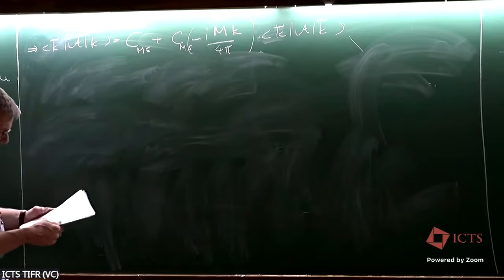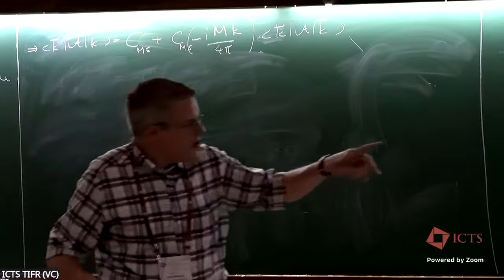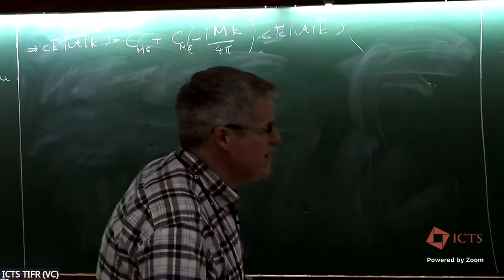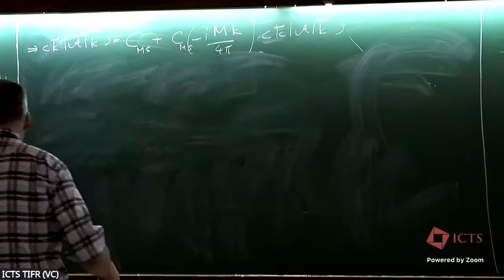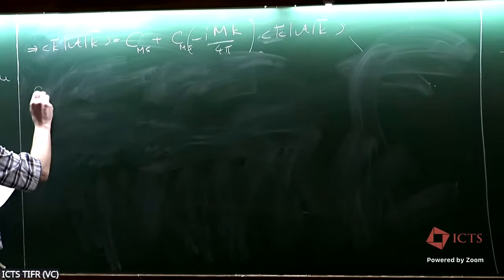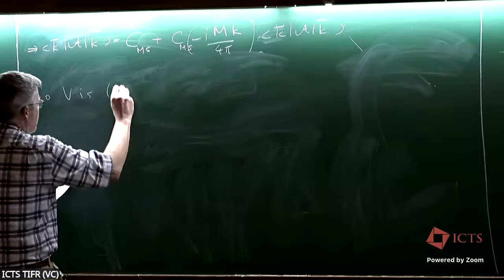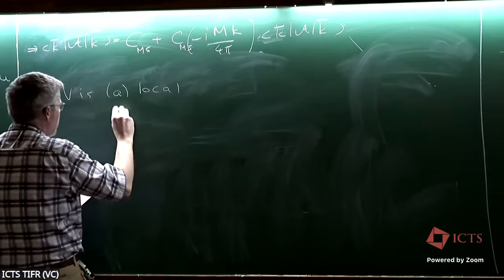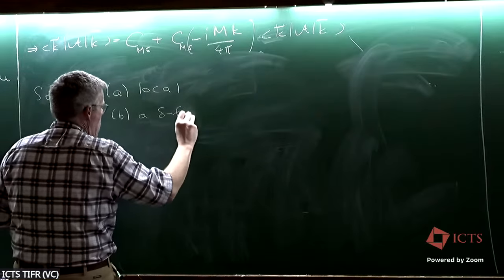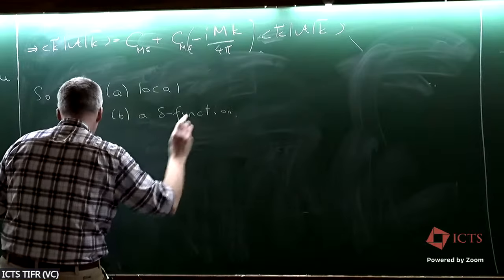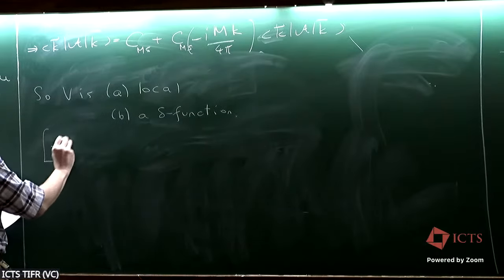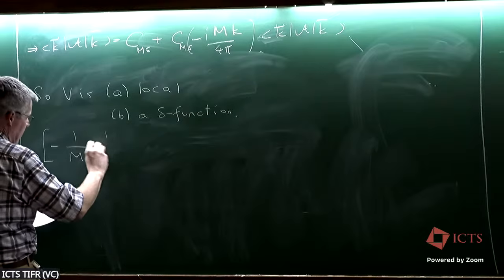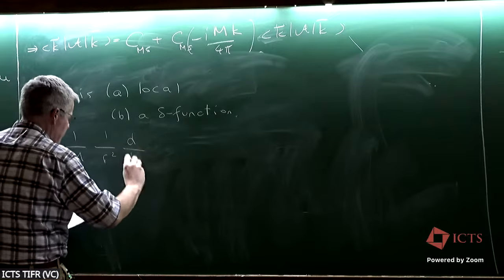Now, what I want to do is use this correspondence between momentum and coordinate space to give you a coordinate space picture of what's going on. So I already said that V is a local and a delta function. So what does that mean? That means if I write down the coordinate space Schrodinger equation, we're doing S waves, so there's no centrifugal barrier.